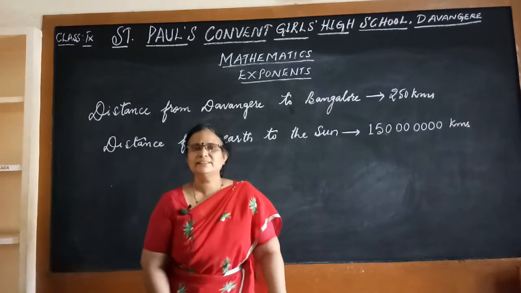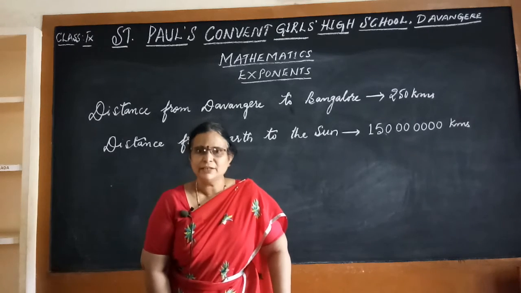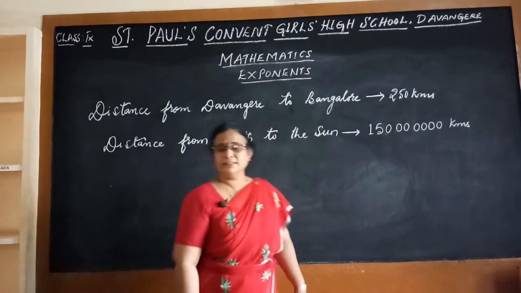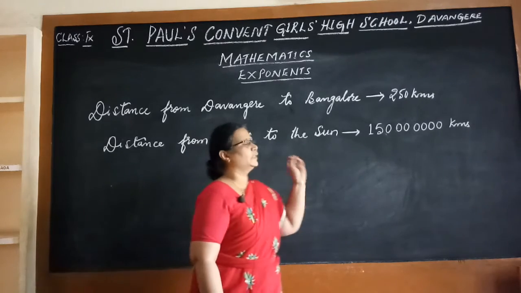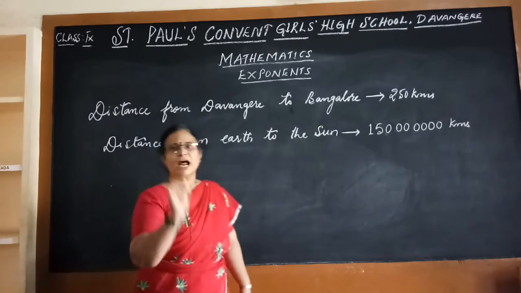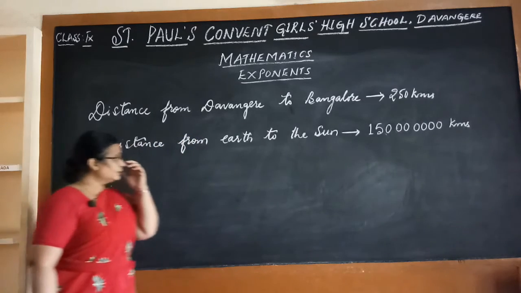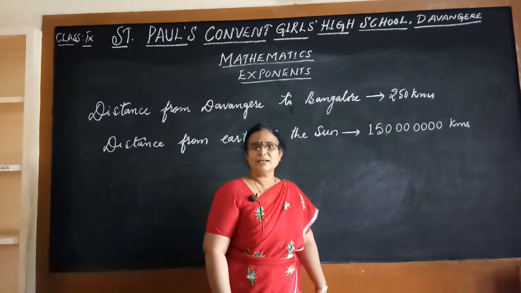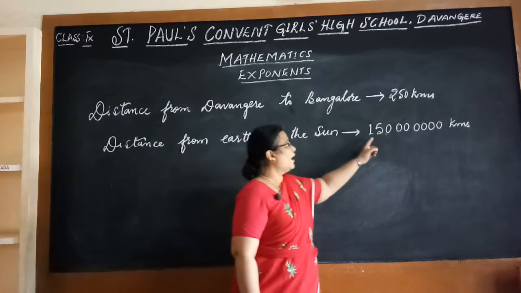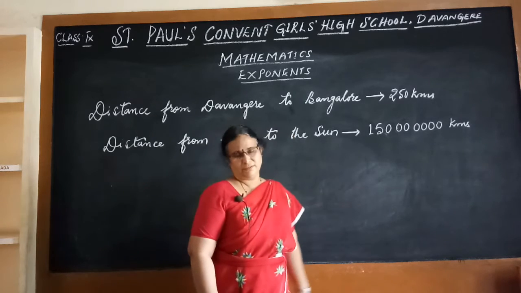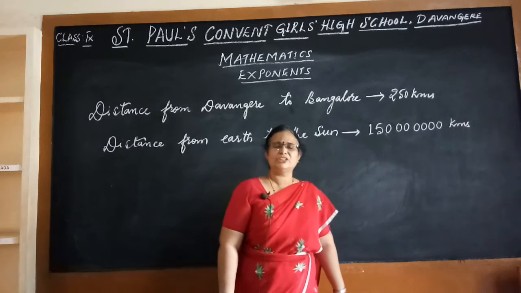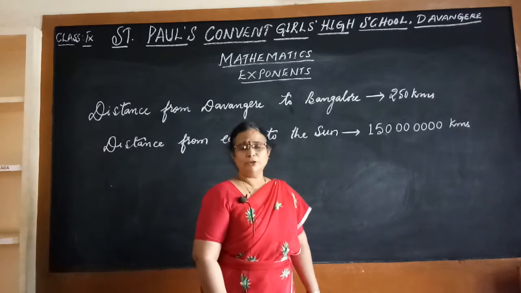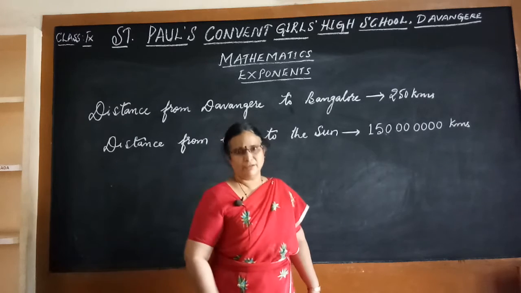Do you know what is the distance from Davangere to Bangalore? Yes, it is nearly 250 kilometers, and it is very easy to ride 250 kilometers at one stretch. Whereas if I have to measure the distance from Earth to the Sun, how far is the Earth to the Sun? 150 million kilometers. In the same way, if we have to measure the distance between the stellar bodies, it will be very difficult to write in expanded form.